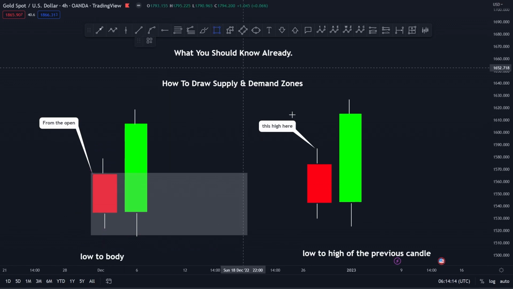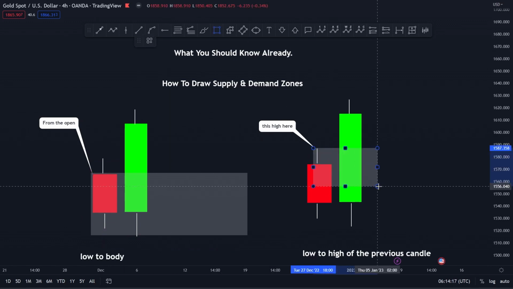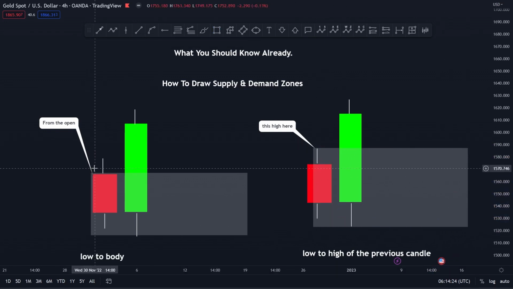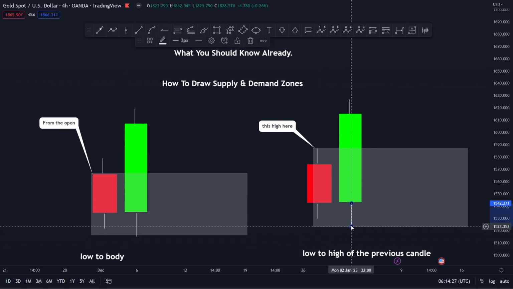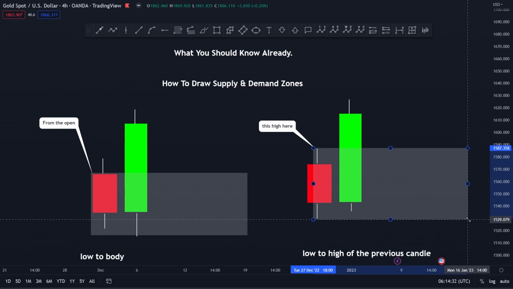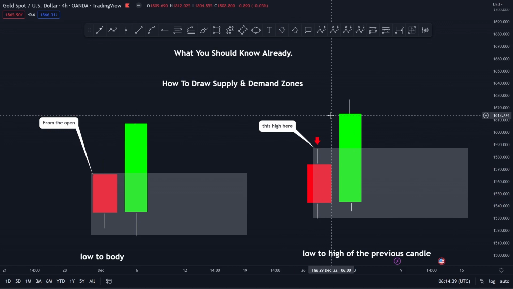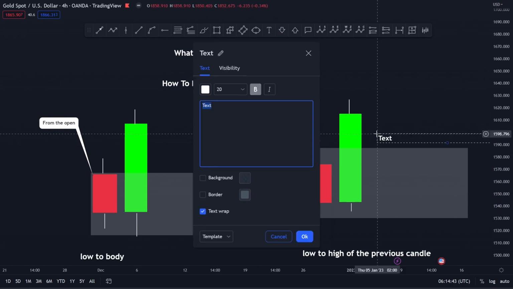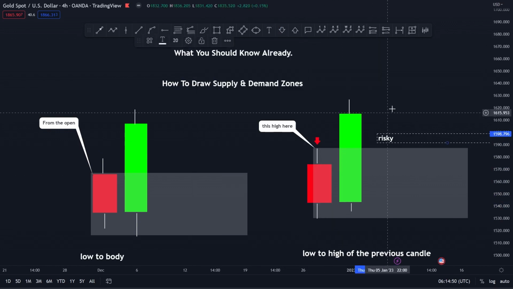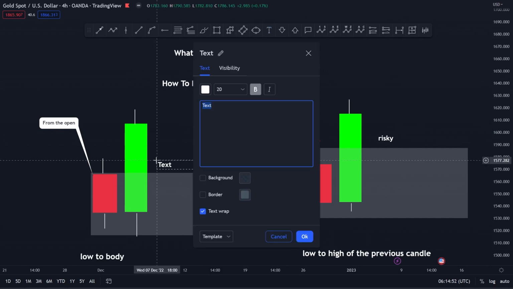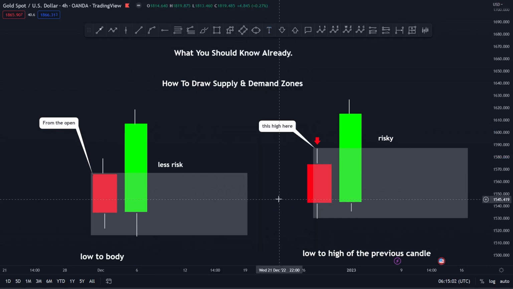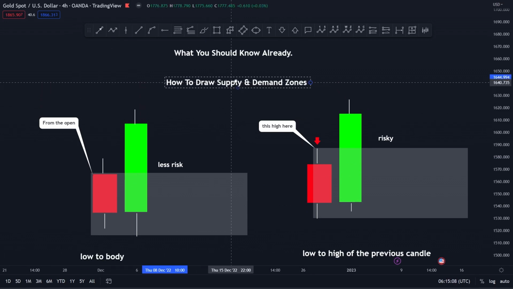Another way of drawing a supply and demand zone is from the high of the previous candle to the low here. It's the same thing as I said before. For example, if we had something like this, that means the zone will end around here. But this time we are drawing the zone starting from this high here. This one is a little bit risky, and then this one is less risky. If you understand everything from here, then I guess we can move on to the next section of the video.